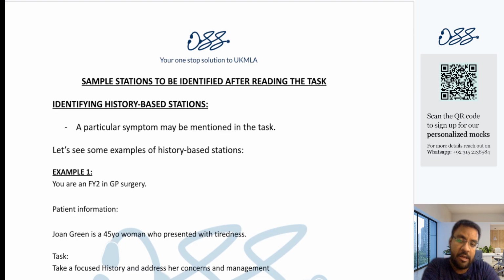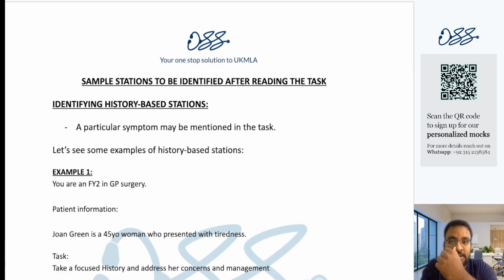Before I begin this particular section, I would like to give an overview of how the exam begins and how a particular station starts. You're there in the corridor in the GMC building in Hardman Street, and before you actually begin your 8 minute consultation, you get 1.5 minutes to read a task.